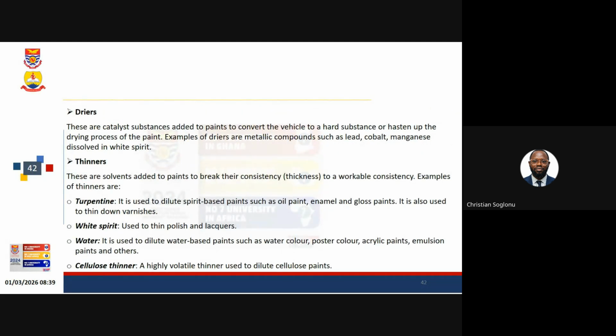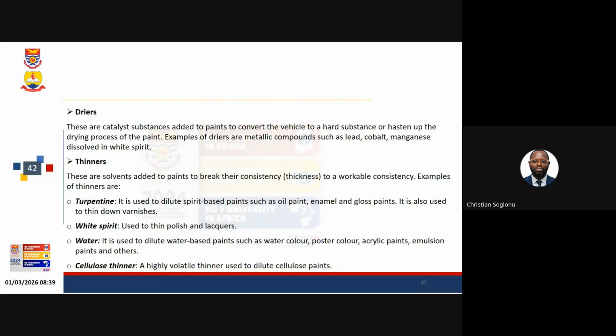So dryers, these are catalyst substances added to the paint to convert the vehicle to a hard substance, or hasten up the drying process of the paint. Examples of dryers are metallic compounds such as lead, cobalt, manganese, dissolved in a white spirit.